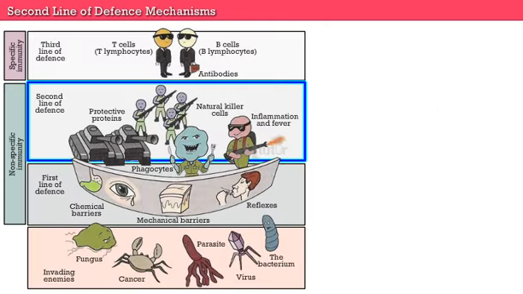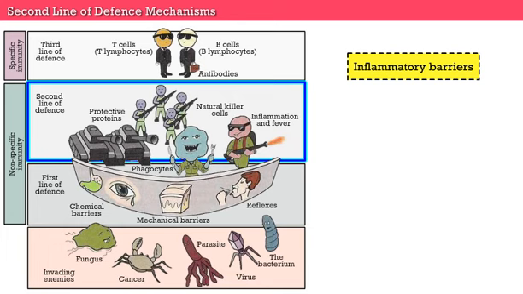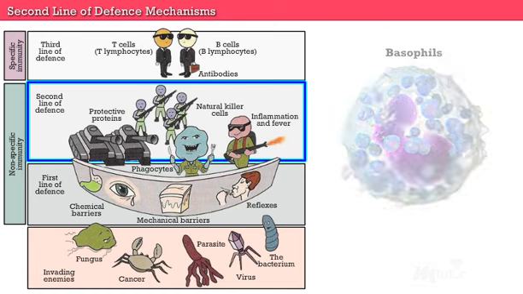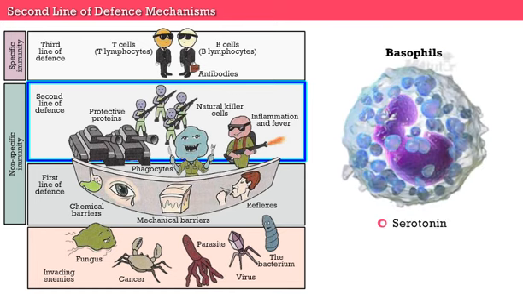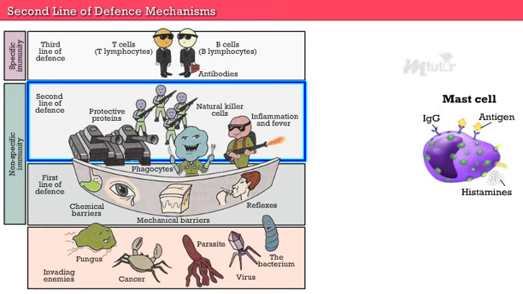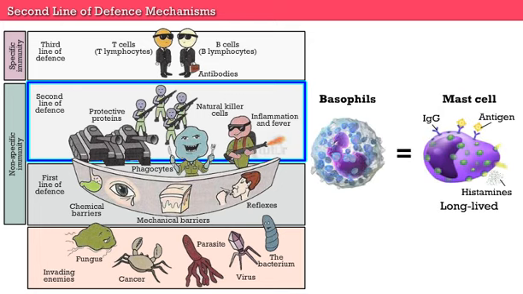The next important barrier is the inflammatory barrier. This involves the secretion of chemicals like histamine and prostaglandins from the mast cells. Basophils also release serotonin, histamine, and the natural anticoagulant heparin. They are not phagocytic cells. Mast cells are long-lived, but basophils are short-lived. Mast cells are very close to basophils.